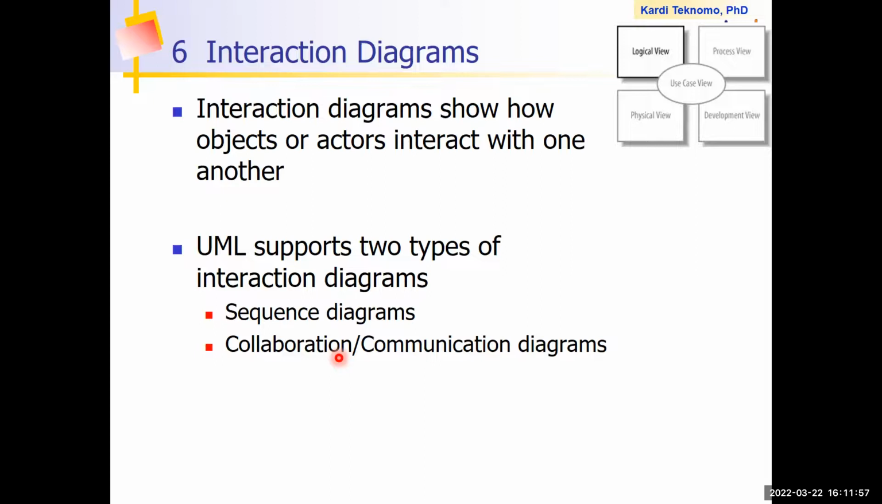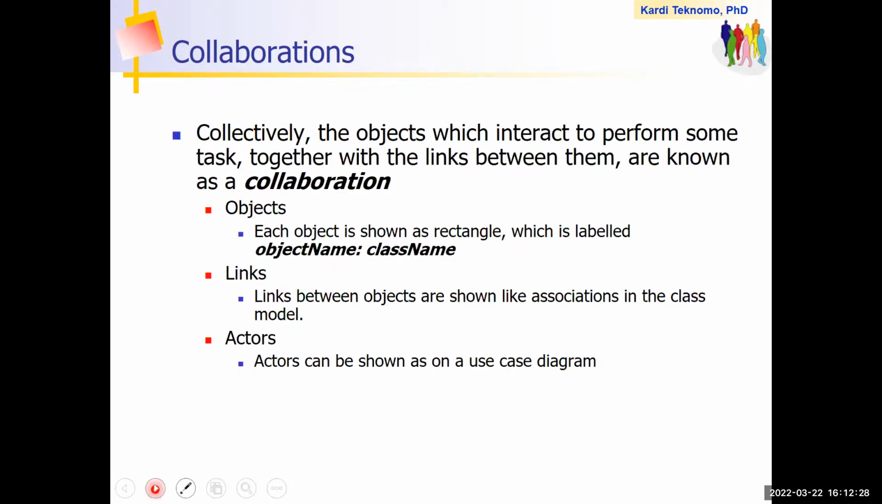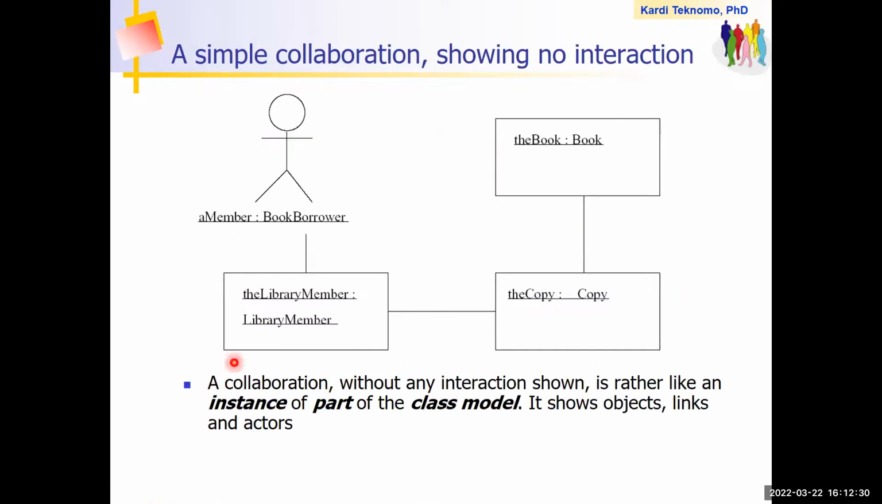The next diagram is probably for you if you want to show how the actor and the object interact within one system, okay? Then you use what is called a sequence diagram or collaboration diagram. I will show you in a moment. The collaboration diagram is actually equivalent to the sequence diagram. Okay, you put the sequence of the transfer of information.